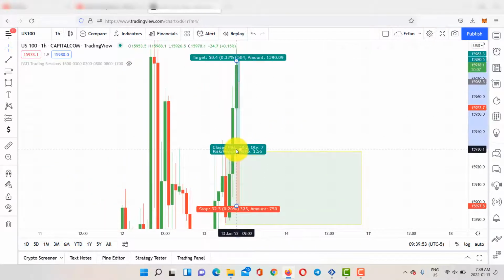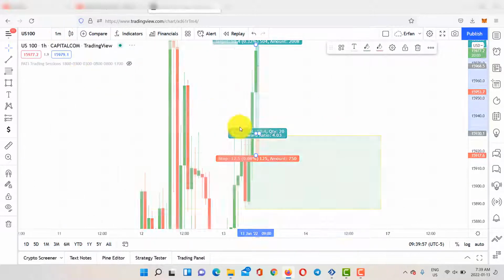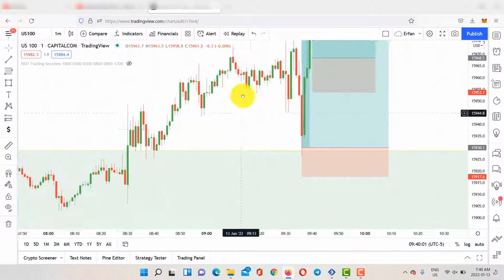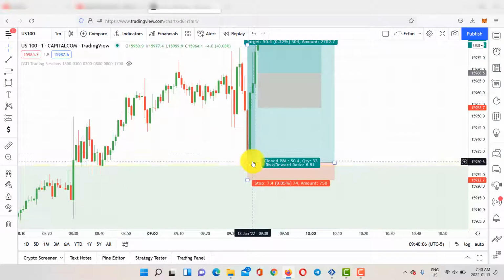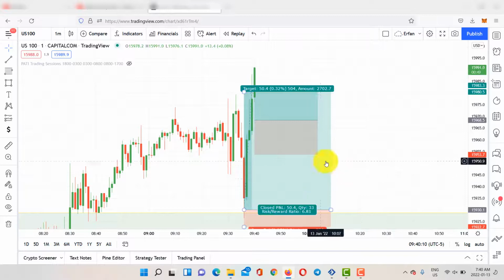It actually tapped into the 1 hour order block, so the stop loss would be super tight. But if you want to be super professional and take it like a sniper entry, then you could put your stop loss here, your entry here, and you would have closed it here. It's a 1 to 6 risk to reward.